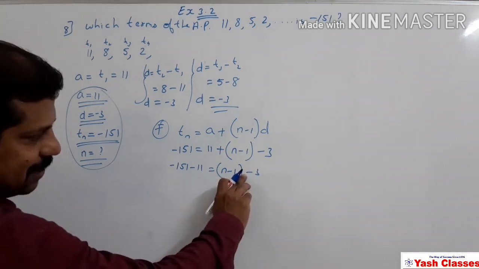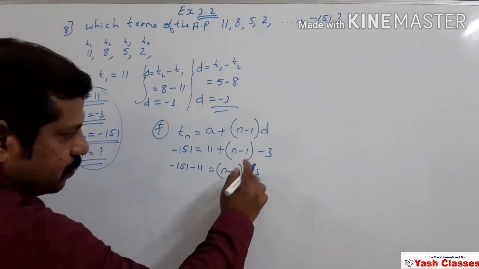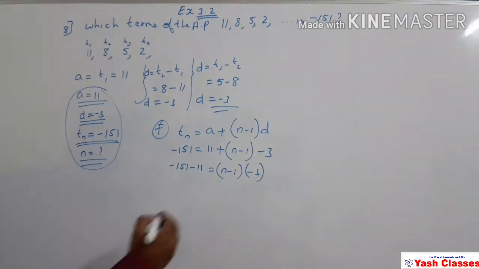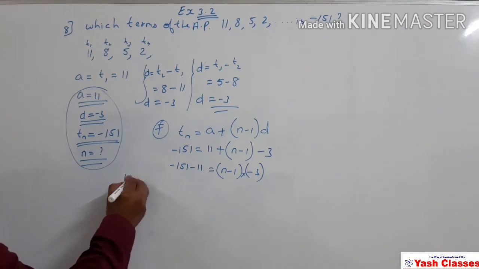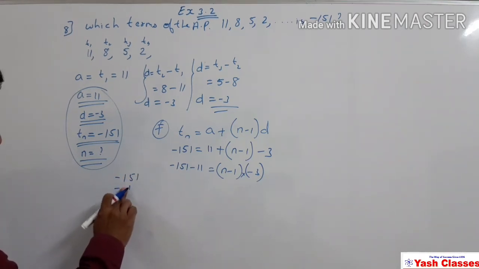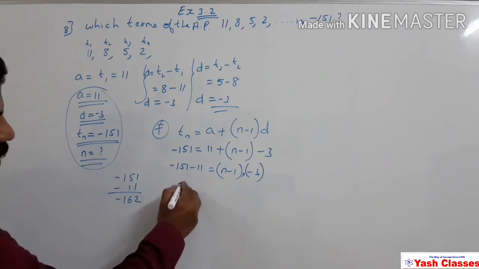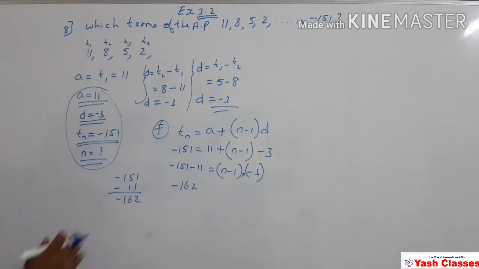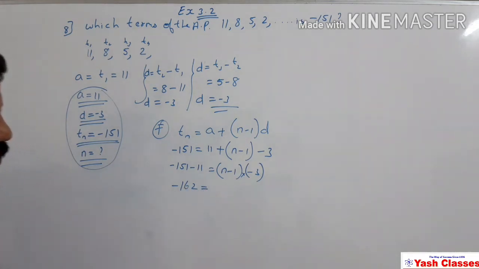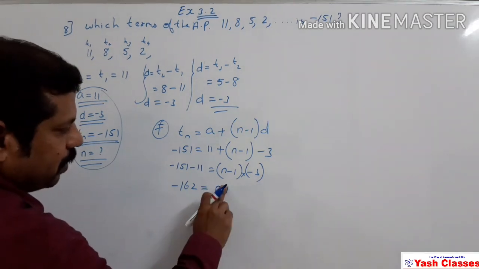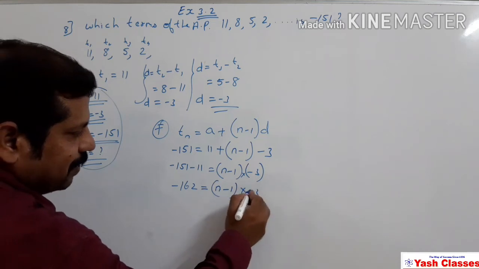Here the multiplication is there. 151 and 11, 151 minus 11 gives minus 162. This minus 162 is equal to n minus 1 into minus 3.